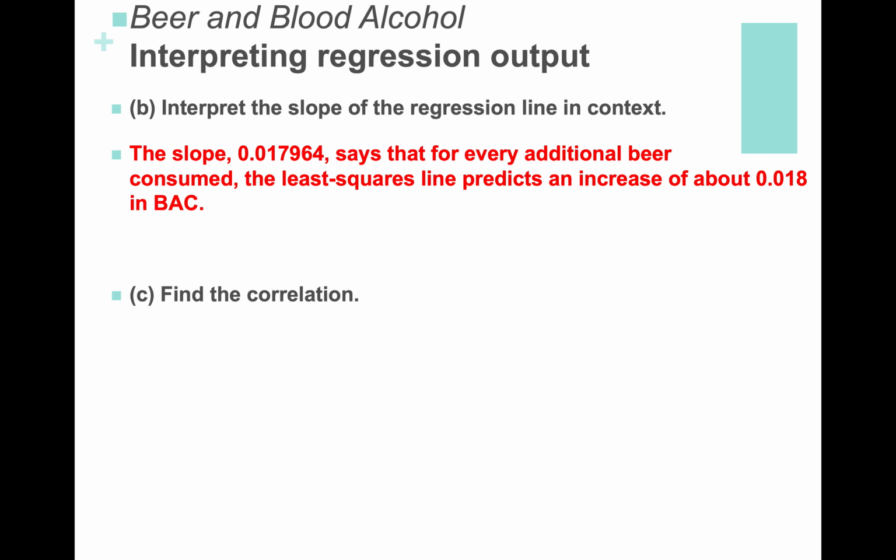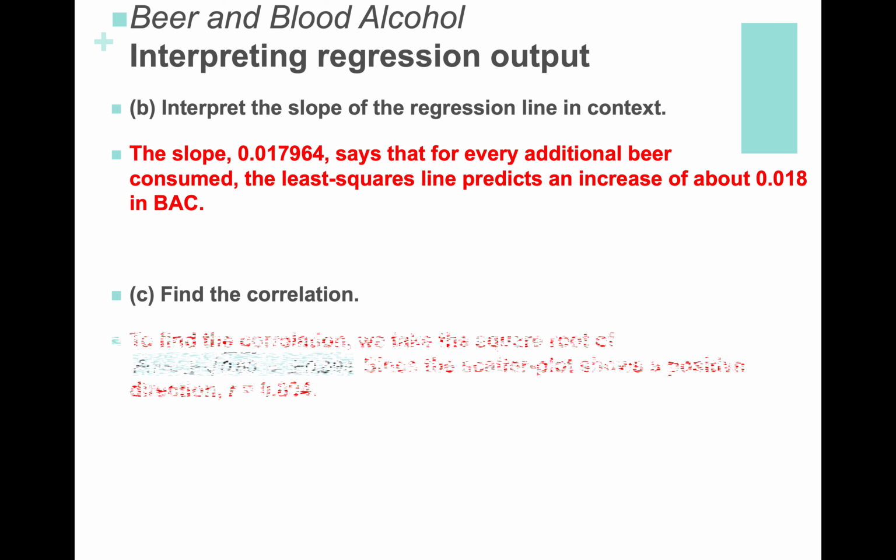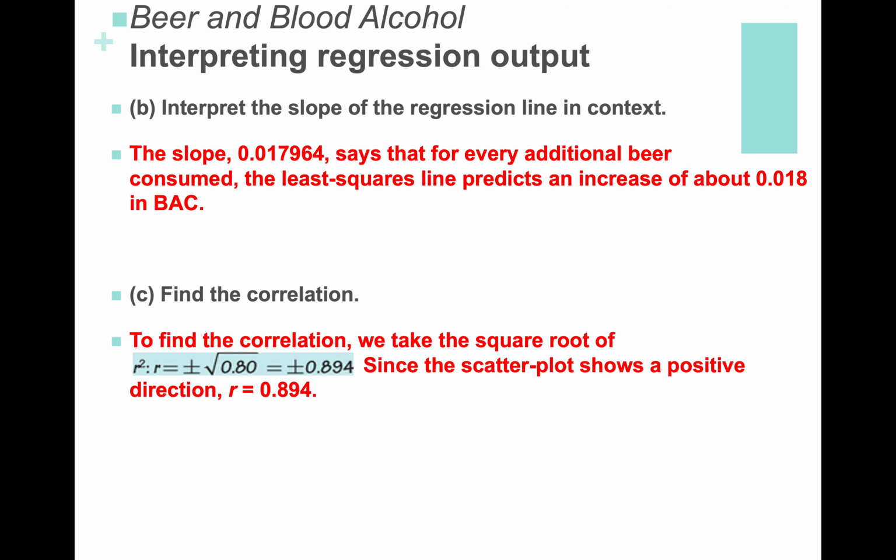Now it says to find the correlation. So to find the correlation, remember that's r, we take the square root of r squared, because r was not given to us in that output, but r squared was. So we just take the square root of it. We do have to include plus or minus when we take a square root of a number, but since the scatter plot shows a positive direction, we can also think since our slope is positive, that tells us it'd be in a positive direction, we'll stick with the positive r value.